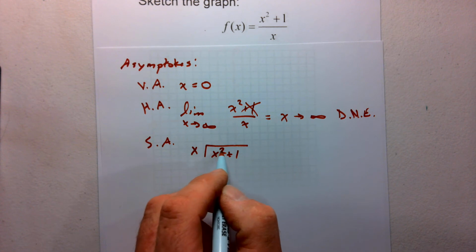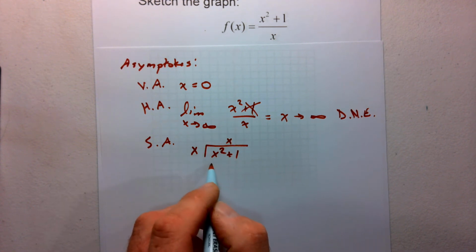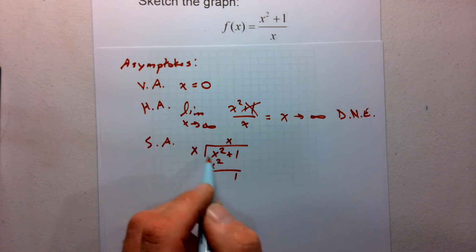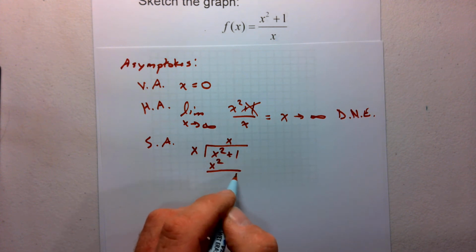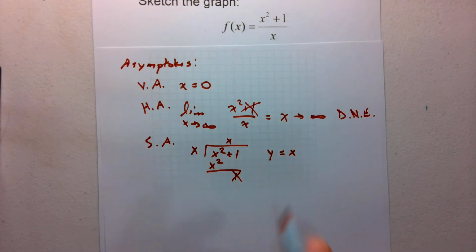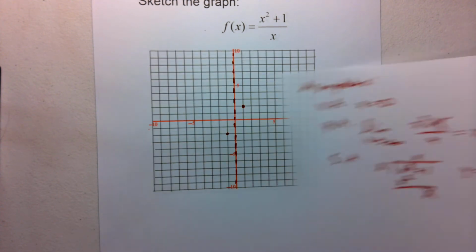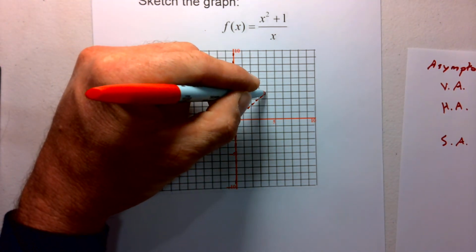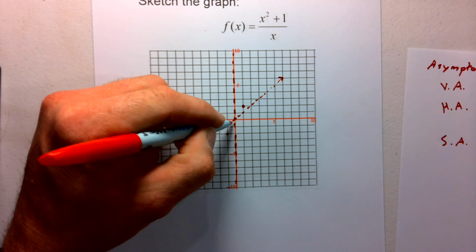So we can go ahead and divide that x into x squared plus 1. So x times what gives me x squared? Well, that's going to be x. So I get x squared. Bring down my 1. X doesn't go into 1. That is our remainder, so we can get rid of that. So we have a slant asymptote at y equals x. So we can go ahead and draw in that line, y equals x. And there's my asymptote there.